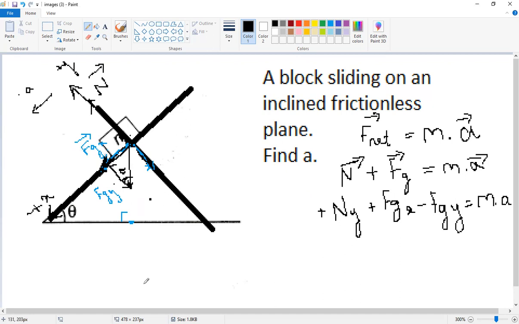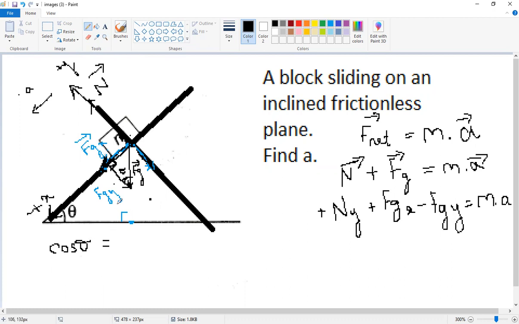I explained it in a previous video. Cosine theta is adjacent over hypotenuse. The adjacent side to angle theta, if you look at this small triangle, and this is the 90-degree angle, the side facing 90 is the hypotenuse, which is FG, right? This is the weight vector.